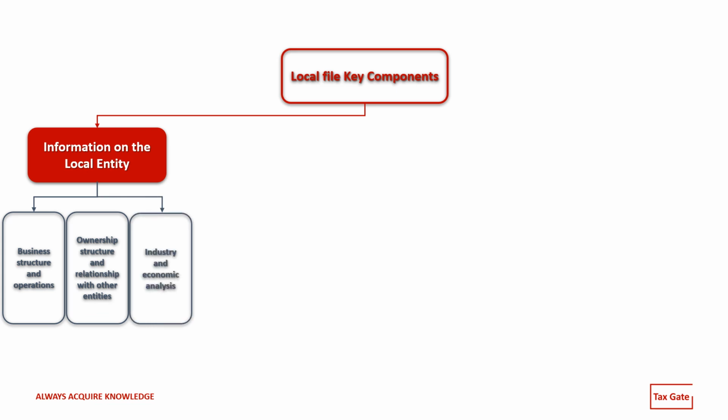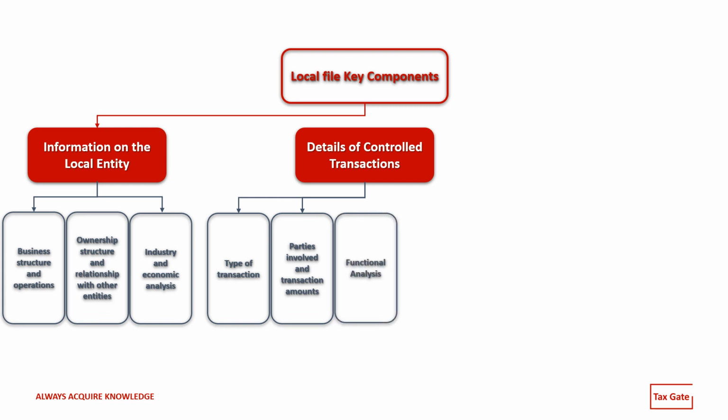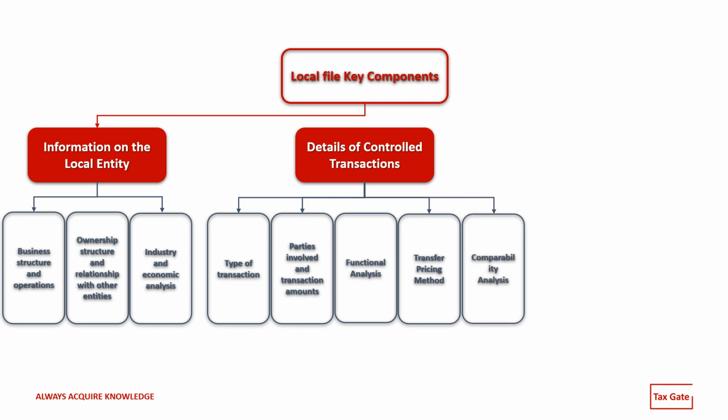The next section, and the most critical one here, would be the details of controlled transactions. For each related party transaction, the file must include type of transaction, for example, sale of goods, provision of services, royalties, loans, parties involved and transaction amounts, functional analysis or FAR analysis, like who does what, or who assumes risks, transfer pricing method used, justification for pricing, comparability analysis and benchmarking study to support arm's length pricing.